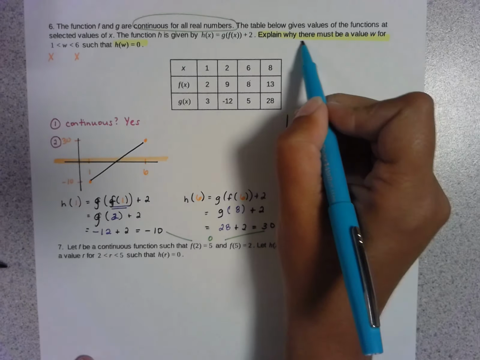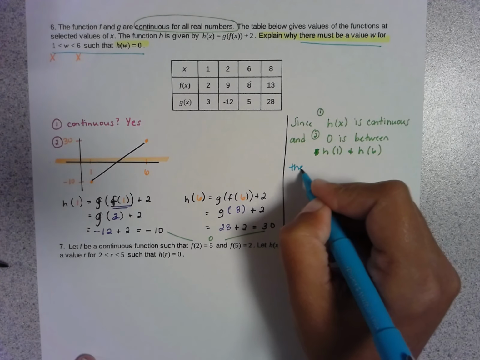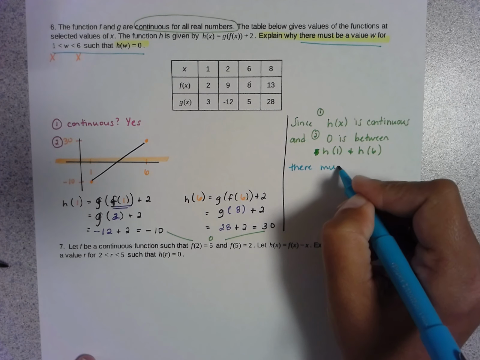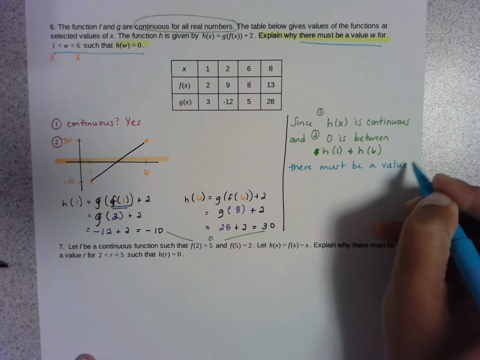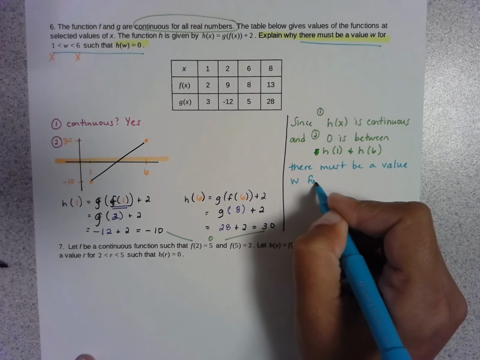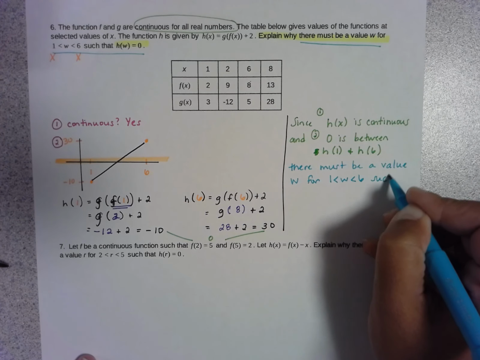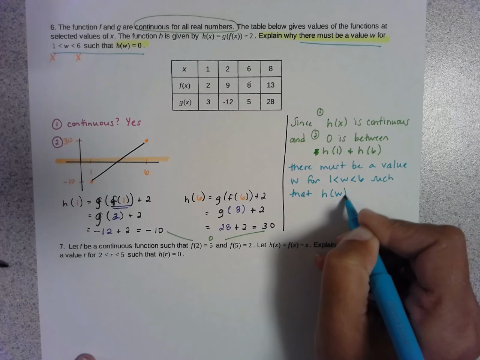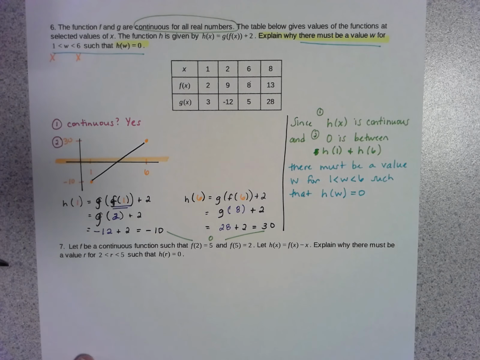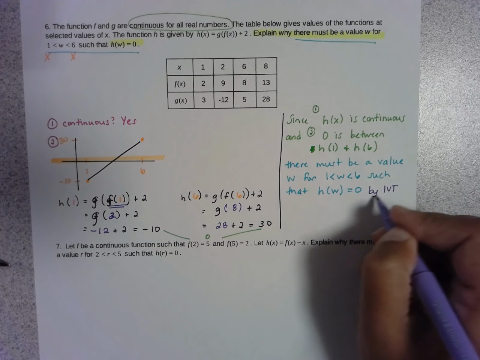Now we're going to use the wording of the original question as our conclusion. There must be a value w for 1 is less than w is less than 6, such that h of w equals 0. And we can say this using the intermediate value theorem.